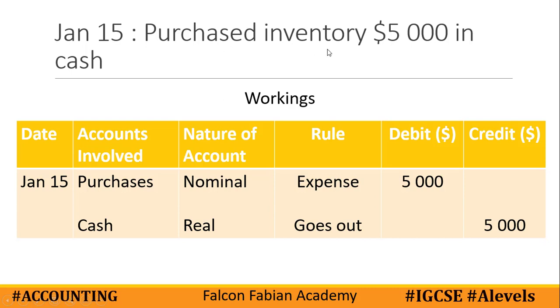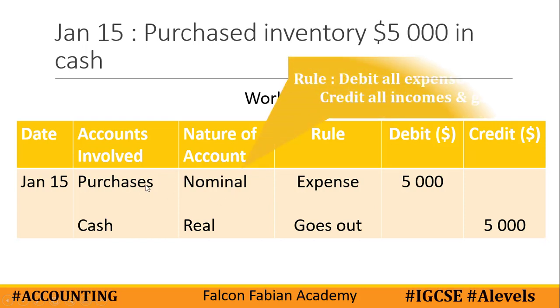The two accounts involved are, what was the account I told you that you will be writing over here when the business is going to purchase inventory? It is purchases. So the two accounts involved over here are purchases and cash. The rule for nominal account is going to be applied to purchases. Why? Because purchases is an expense for the business. Whenever a business buys inventory, it is treated as an expense for the business. Therefore, the rule for nominal account is applied to purchases.